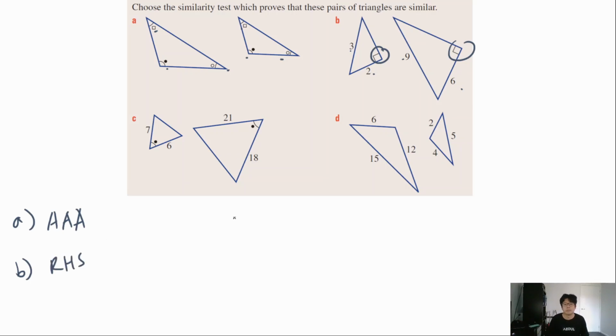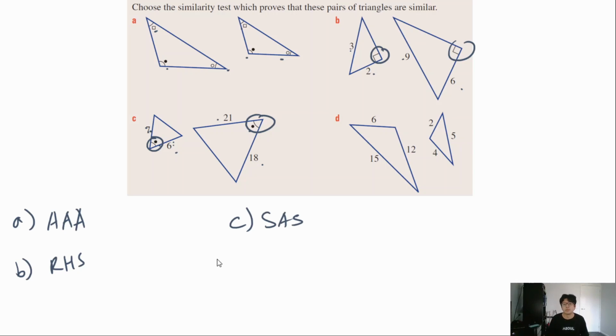Next one, question C. I have two sides and an angle. These ones are also in the same proportion. 7 times 3 is 21, 6 times 3 is 18, so they're in the same ratio. And these angles are the same size, denoted by the same sign. So that means the test here is two sides, one angle, so that is side, angle, side.